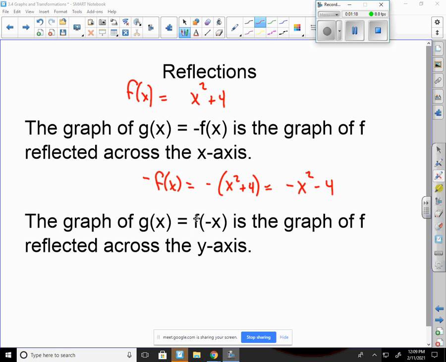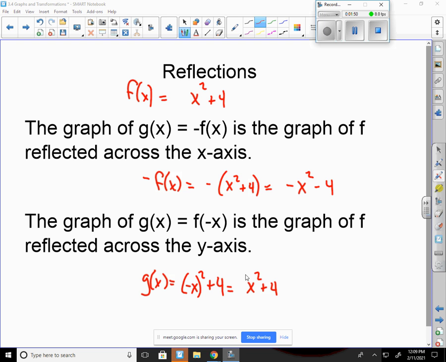In the bottom one, if I'm doing f of negative x, that's g of x equals f of negative x, which means that everywhere I see an x, I put a negative x, which means it's going to be negative x squared plus 4. Negative x squared, because that's in parentheses, you're squaring the negative, so that's just going to turn right back into x squared plus 4. Now, does that make any sense?